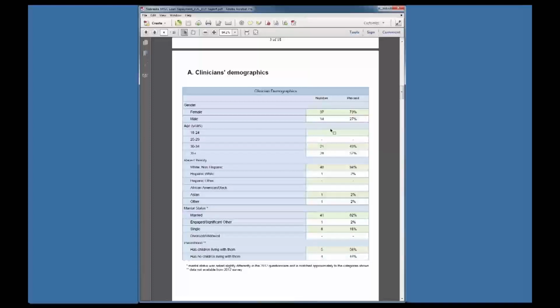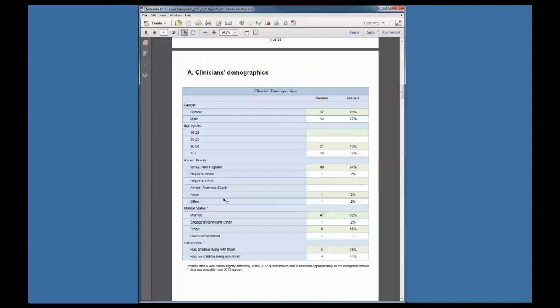And this is standard, the standard format of many of these tables is to give raw counts. There's 31 clinicians who were female, 14 who were male, and then also give you percentages, figuring sometimes they want to know it one way, sometimes they want to report it another way.